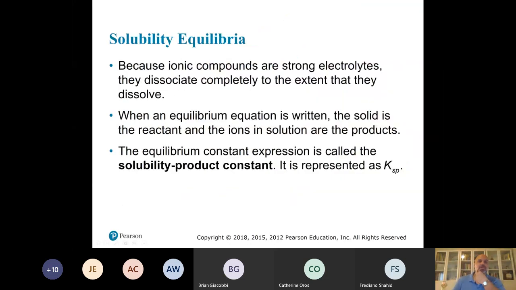So solubility equilibria. Because ionic compounds are strong electrolytes, they dissociate completely to the extent that they dissolve. So when an equilibrium equation is written, the solid is the reactant and the ions in solution are the products. The equilibrium constant expression is called the solubility product constant, represented as KSP. So here we're going to throw another equilibrium number at you. Now we're talking about our KSP.